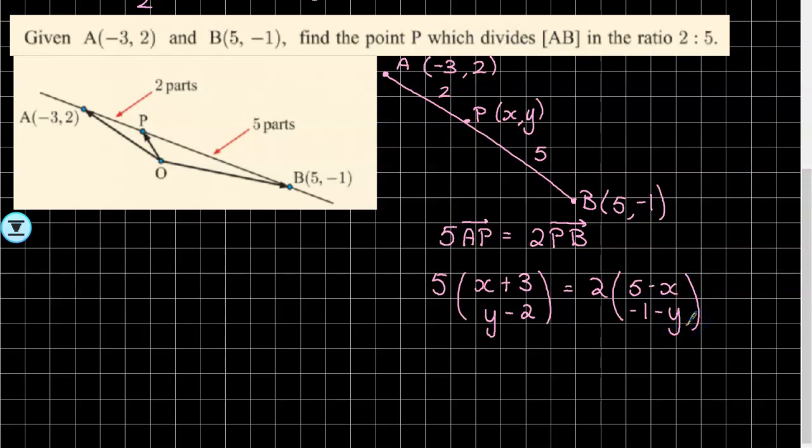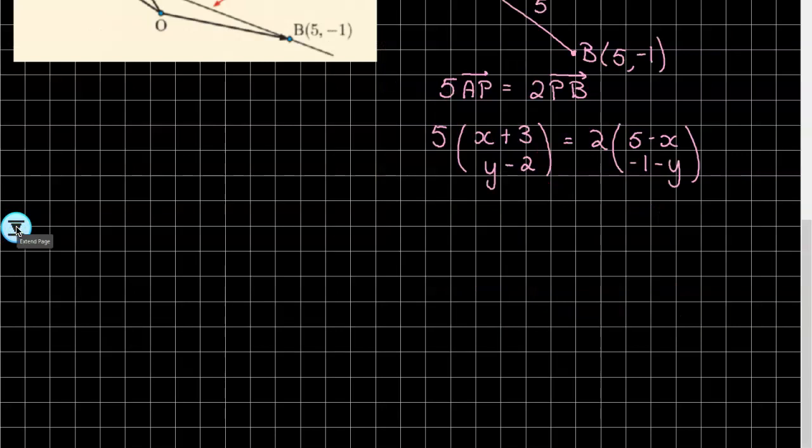We all good here? What do you think my next step will be? Yeah, I guess multiply, but there's nice numbers, so I'm just going to do it all in one. Therefore, 5x plus 15 has to equal 10 minus 2x. Everyone see? It's just my x component here has to equal that x component there. And, of course, 5y minus 10 equals minus 2, take 2y.